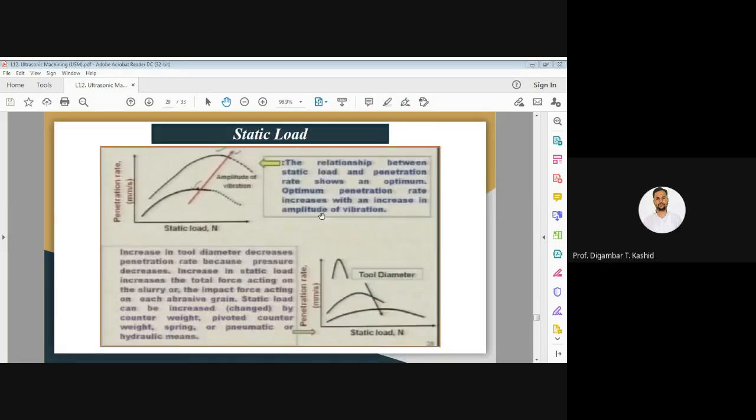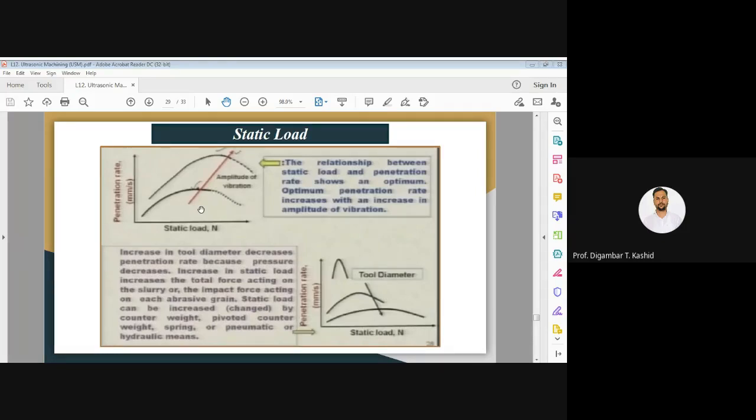Then we have another process parameter, that is static load. Now this static load plays an important role, as we can see in this slide. Here static load is increasing. You can see static load is increasing. Then your penetration rate is also increasing, per second.